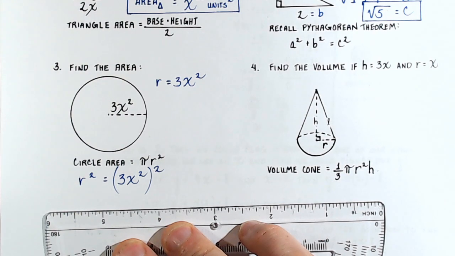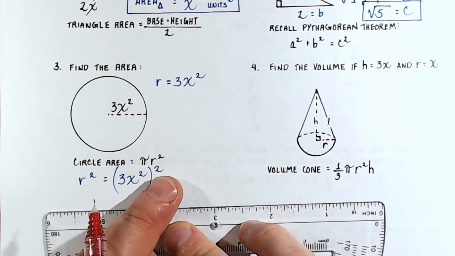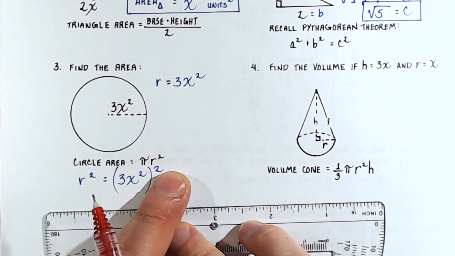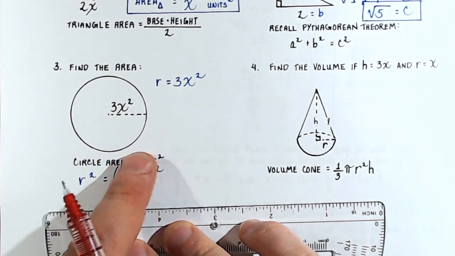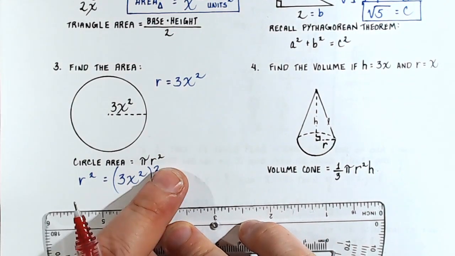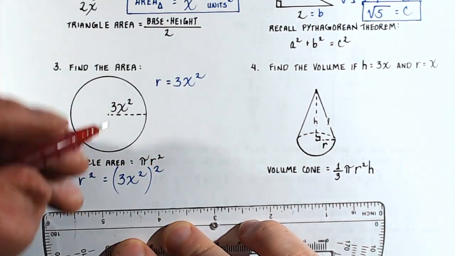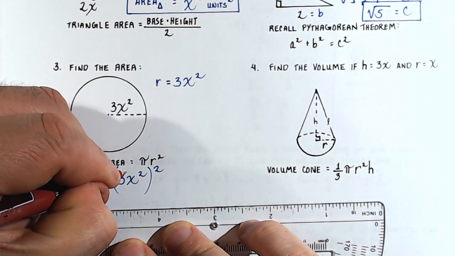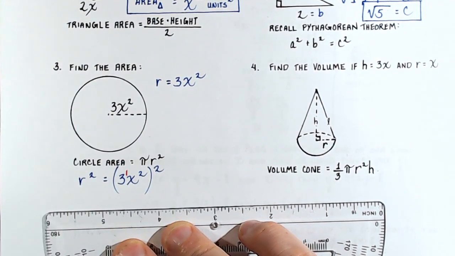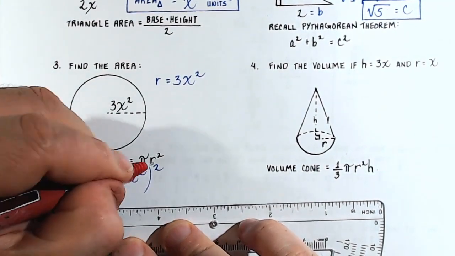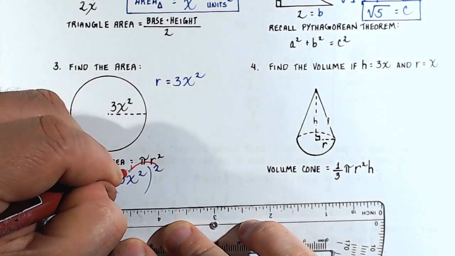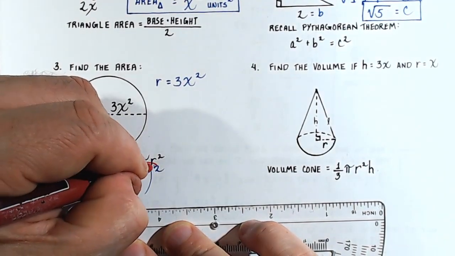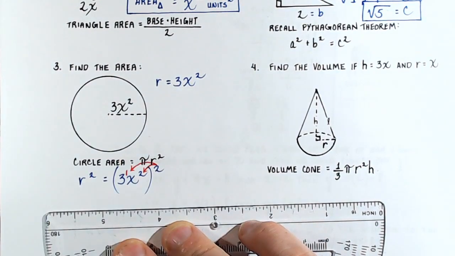Okay? When I have something squared raised to another power like this, 3x squared squared, I multiply this final exponent by the exponent of every term inside the parentheses. So 3 has an exponent of 1. We need to know that because I'm now going to multiply the 2 times each exponent inside the parentheses.